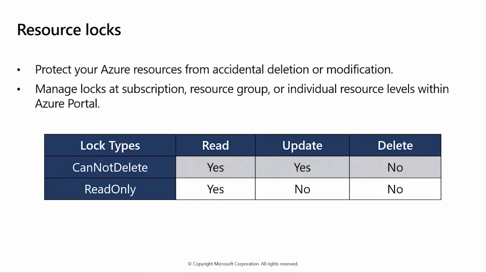So, accidental deletions or accidental modifications are a very big deal because you can't undo them. So, how do you protect your resources? You protect them through resource locks. And so with resource locks, you cannot delete, which essentially is the only thing that you can't do. You can read them, you can update them, you can change them, you can add to them, you just can't delete them.